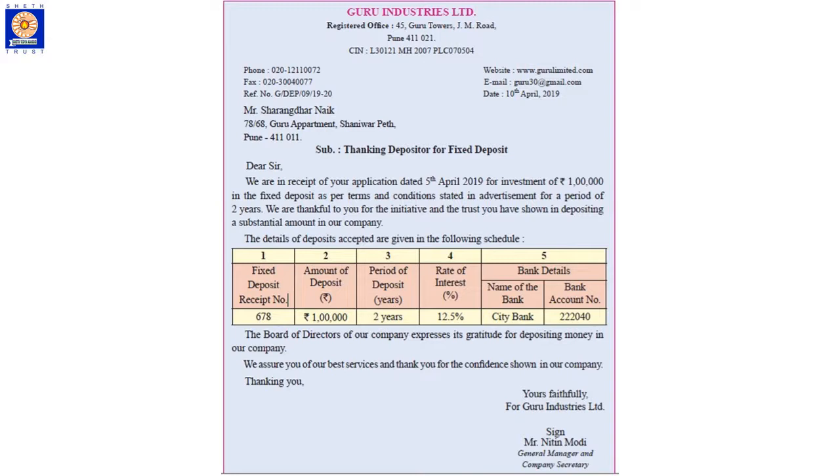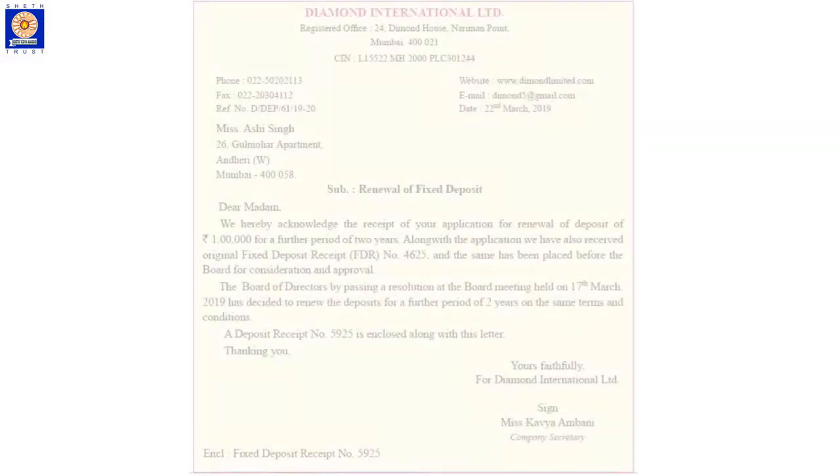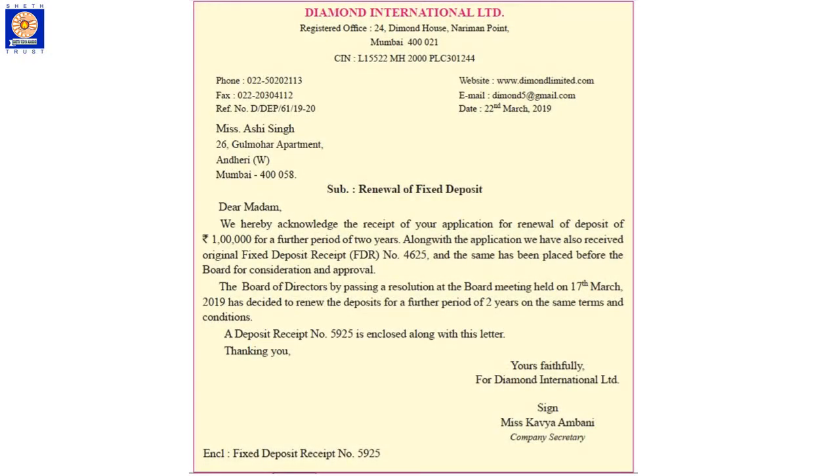Our next letter is renewal of fixed deposits. Even here, it is a very short paragraph to memorize. The name of the company is Diamond International Limited, and below that the address, and below the address you can see the corporate identification number, the phone number and fax number on the left side, and the website and email on the right side, the header part of the letter.